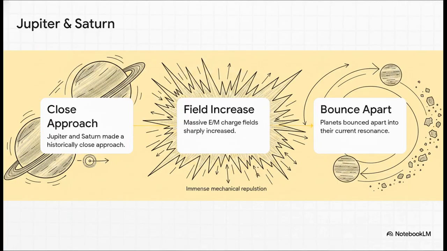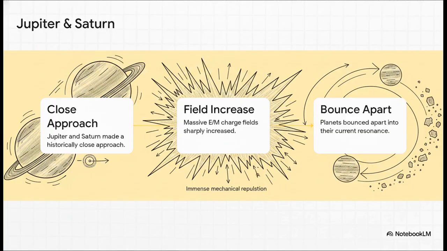But by using his new unified field equations, the source outlines a fascinating, purely mechanical historical event in 3 distinct steps. First, millions of years ago, Jupiter and Saturn made an incredibly close approach in the early solar system. The author specifically calculates this near miss at a staggering 18,110 kilometers. That is practically scraping paint in cosmic terms. Second, at this insanely close distance, the massive EM charge fields of both gigantic, radiating planets sharply increased due to the proximity, essentially acting like a colossal physical bumper. Third, unable to overcome the immense mechanical repulsion of their bombarding radiation fields, the gas giants literally bounced apart. They eventually settled into the exact orbital resonance we observe today.